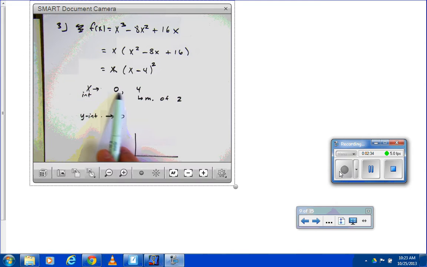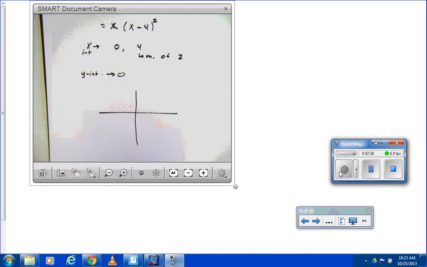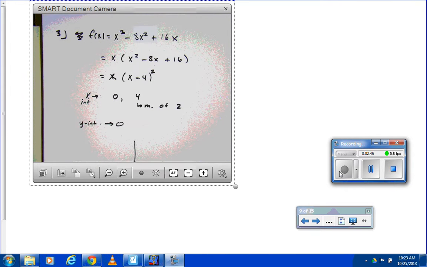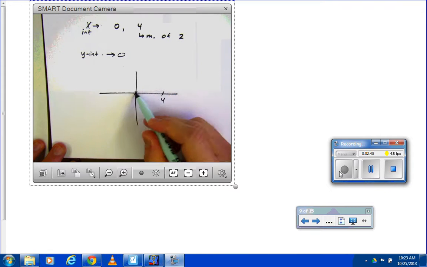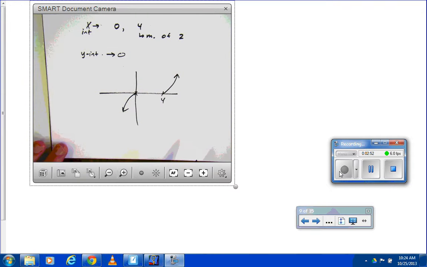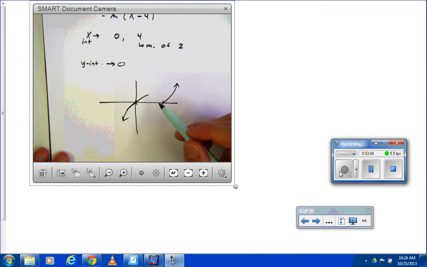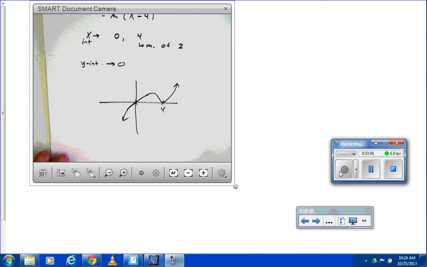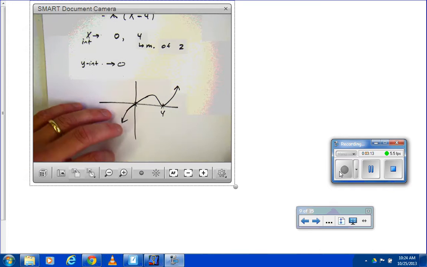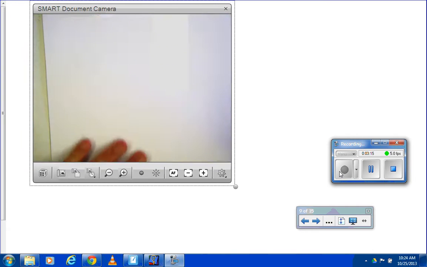Okay, so we got 0 and 4. Now let's get it started with end behavior. It's x cubed again. So fall left, rise right. Okay, now at 0, it just had multiplicity of 1, so it's just going to cross through. And then at 4, it had a multiplicity of 2, so it's touch and turn around. All right, let's see, number 4.